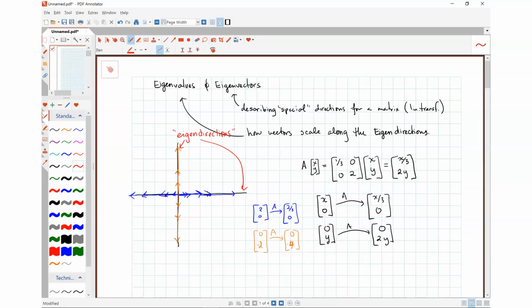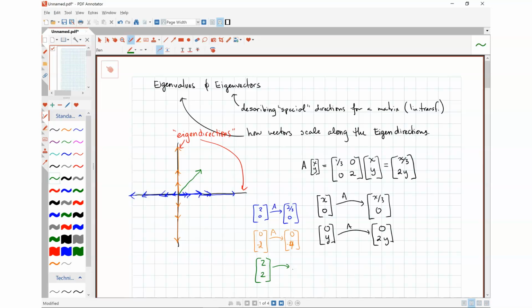But now what happens if we pick values that are not along one of these two axes, one of these two special directions? Well, then instead of just stretching or just shrinking along the vector that you're starting on, you get more complicated kind of behavior, right? So let's imagine that we start off with the vector 2, 2.